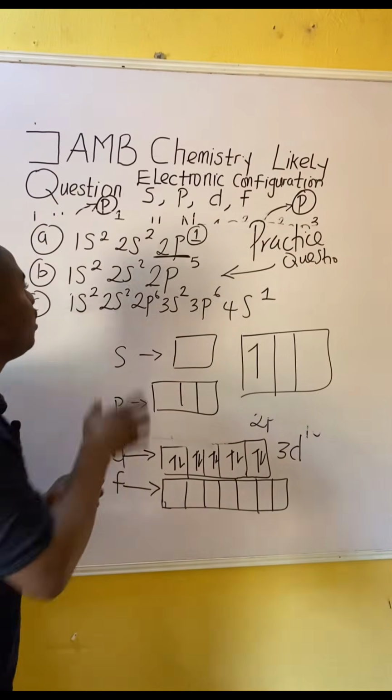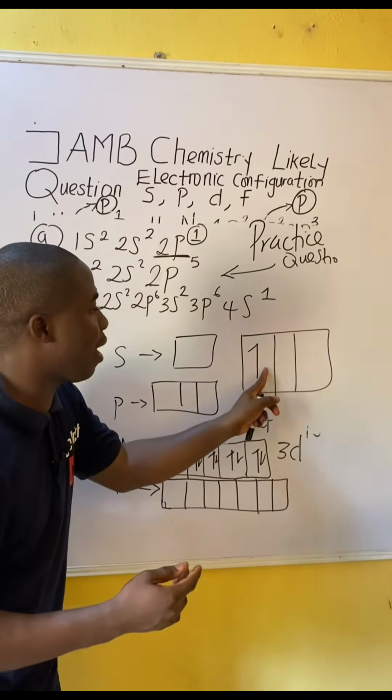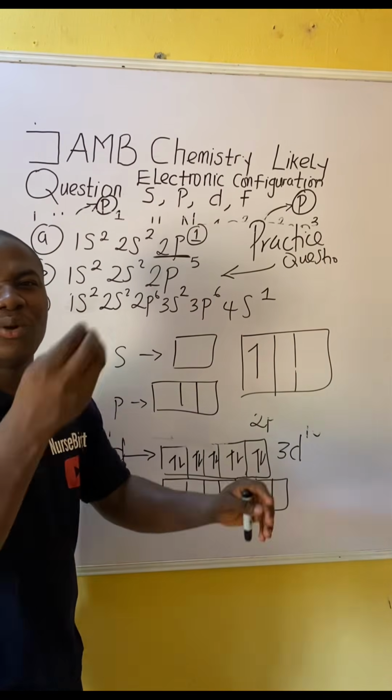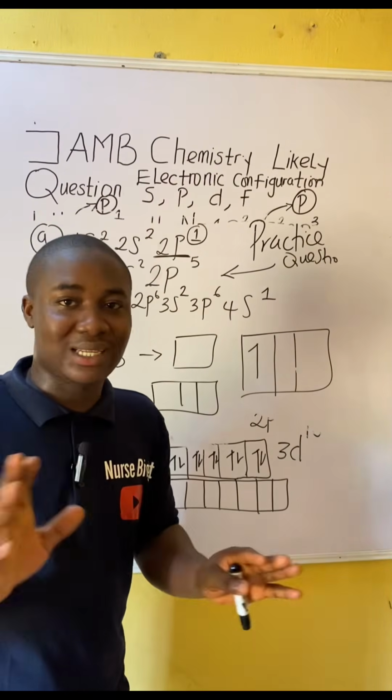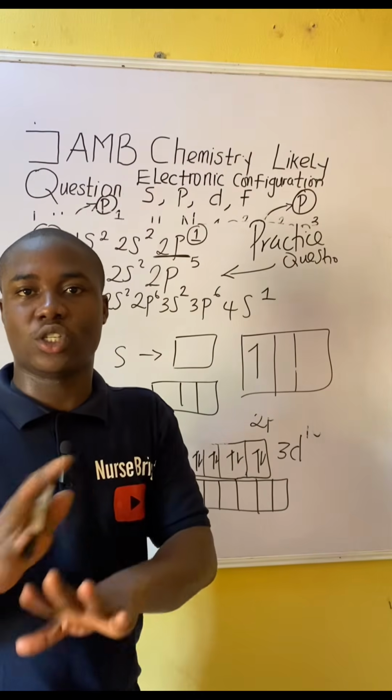For B, you can see that B ended with 2p5. Then you fill them. I told you to fill singly first. So it's going to be 1, 2, 3, 4, 5. So you now tell me the number of unpaired electrons. I don't want to say much, so I don't tell you the answers to the questions. I just did all of these things to make sure that you'll be able to solve the question without stress.